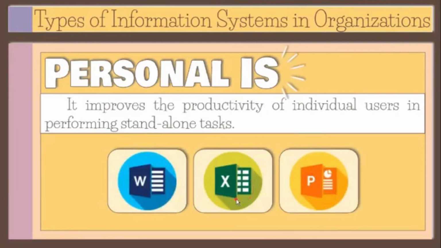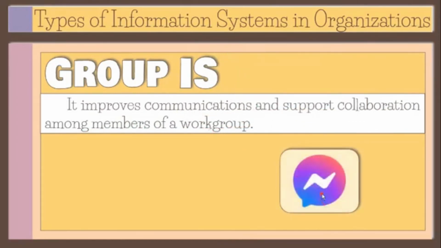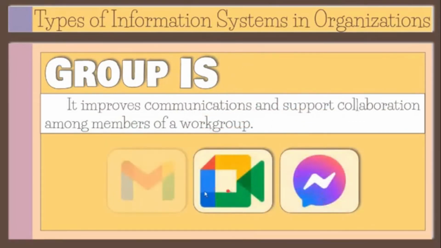Next is group information system. It includes information systems that improve communications and support collaboration among members of a work group. Examples include instant messaging, web conferencing software, and email.